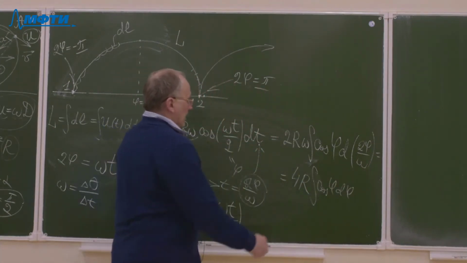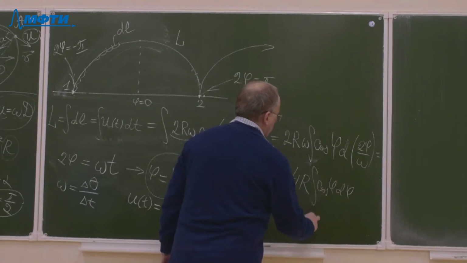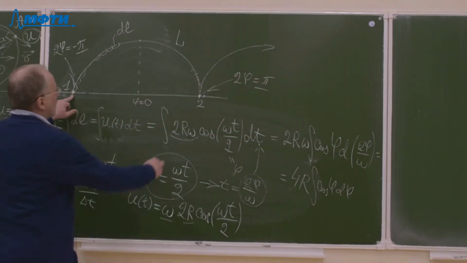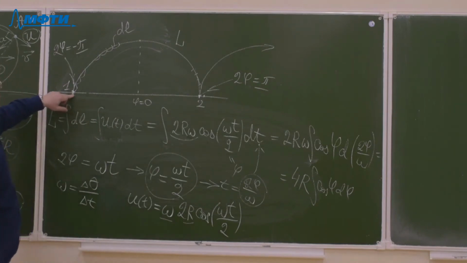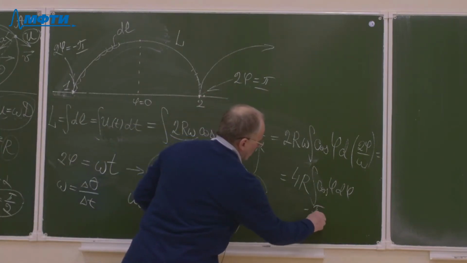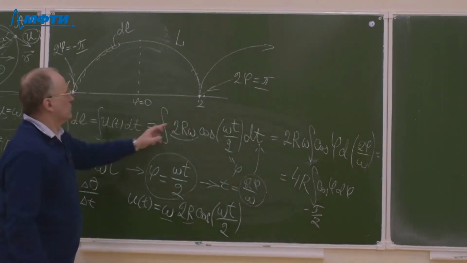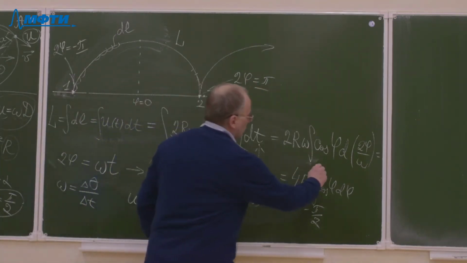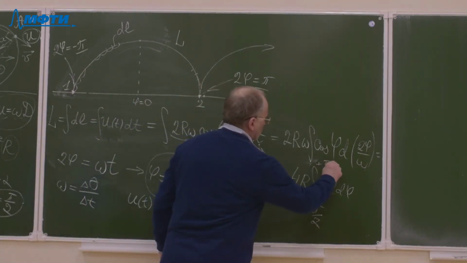Very simple. And now it's obvious what should be the limits of integration here. The limits should be between point 1 and 2, but point 1 is related to phi equal minus pi over 2. So we integrate from minus pi over 2, and point 2 is related to phi equal pi over 2. So the upper limit will be plus pi over 2.